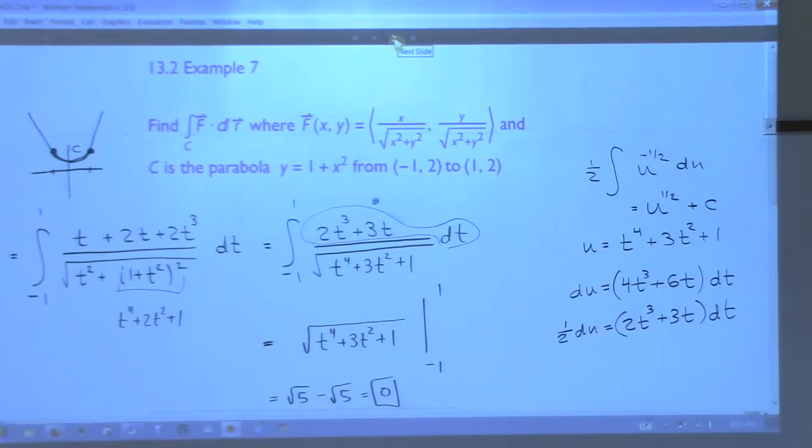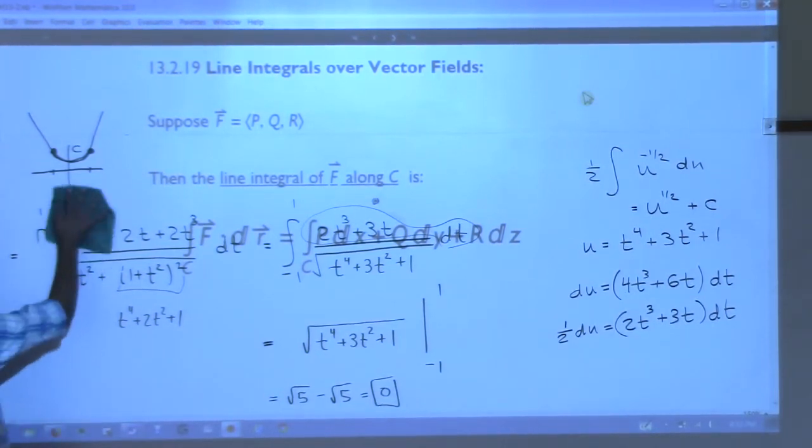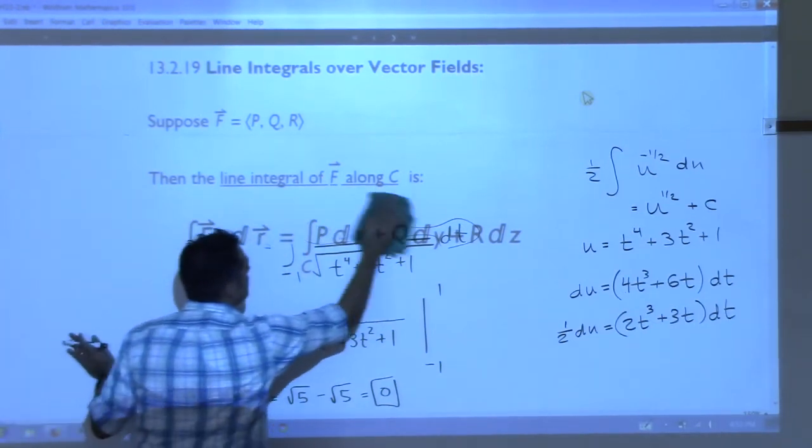All right, questions on the work integral? All right, so some slightly different notation.